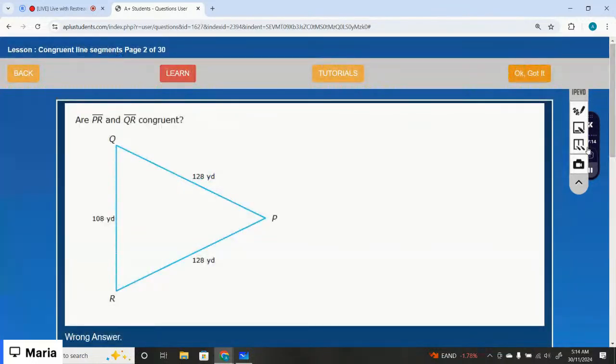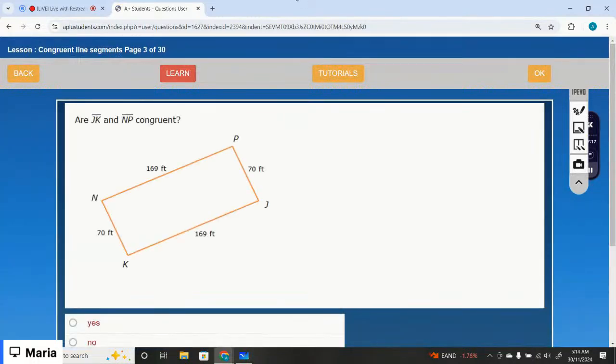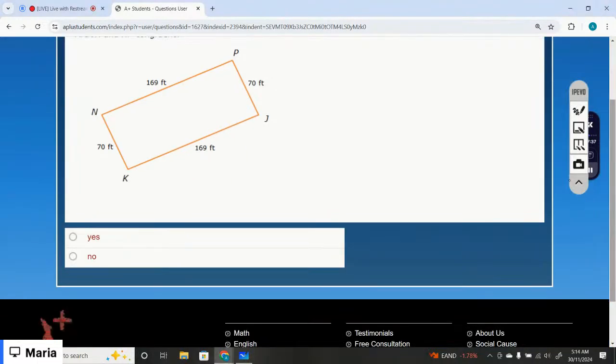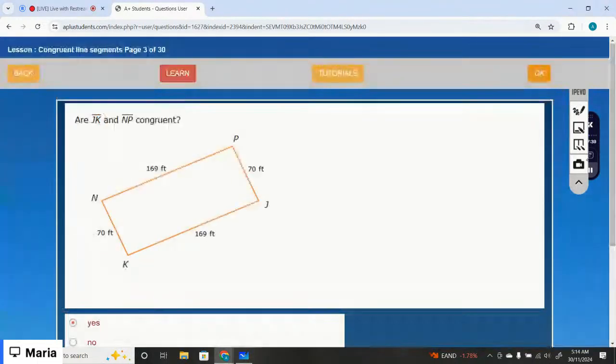Okay, the next one is: are JK and NP congruent? Here is JK, and here is NP. Yes, they are congruent because they have the same lengths. The correct option is yes, they are congruent.